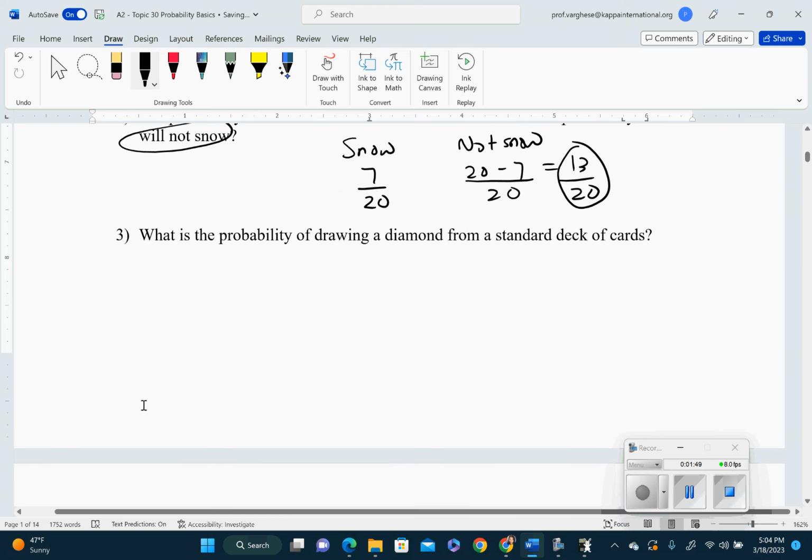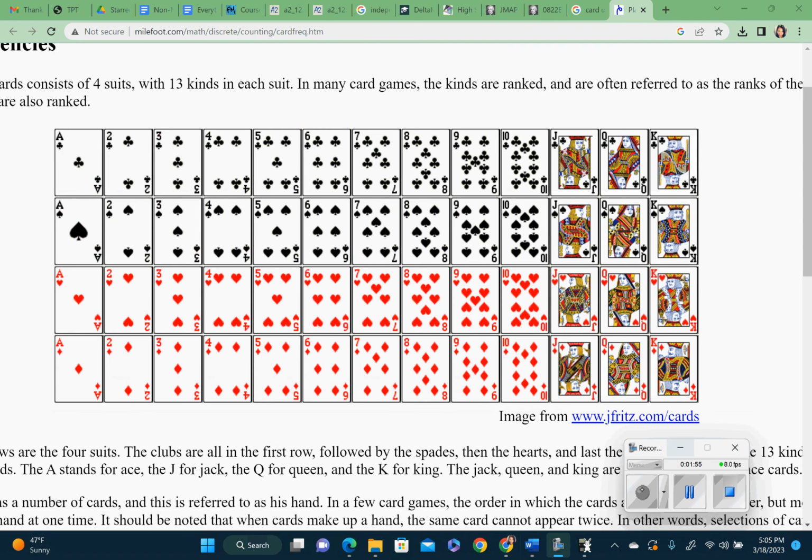What's the probability of drawing a diamond from a stack of cards, a standard deck of cards? I said stack. For those of you that don't know what a standard deck has in it, these are the different sets of cards. So there are 4 kings, 4 queens, 4 jacks, right? 4 tens, 9, 8, 7, 6, 5, 4, 3, 2, and instead of 1, they have aces.